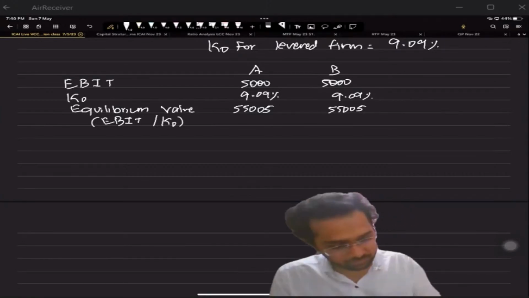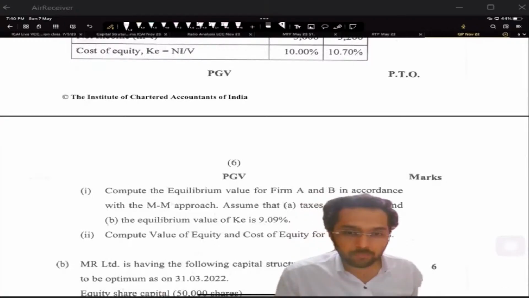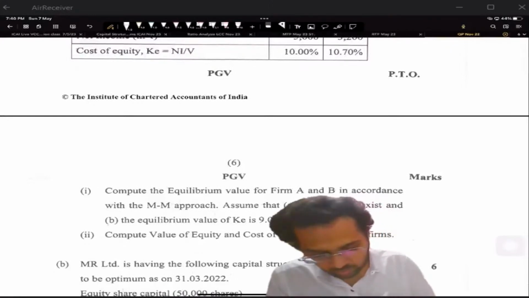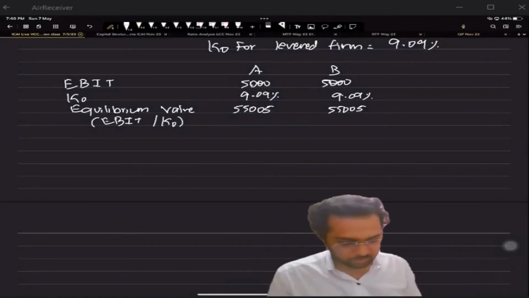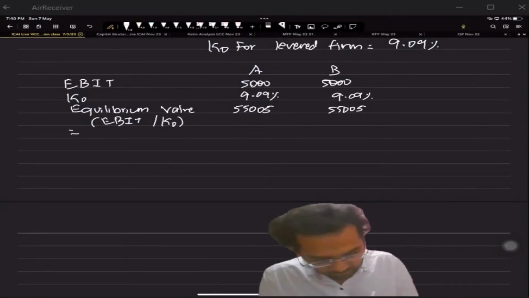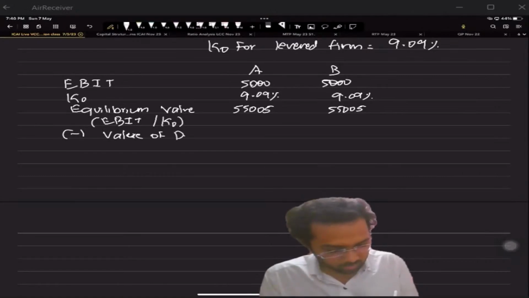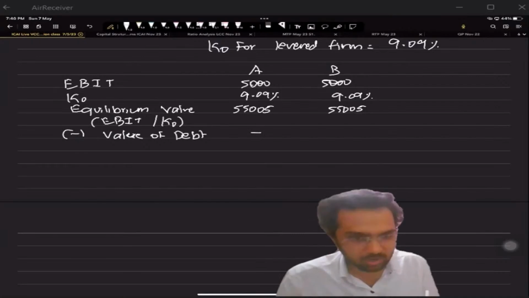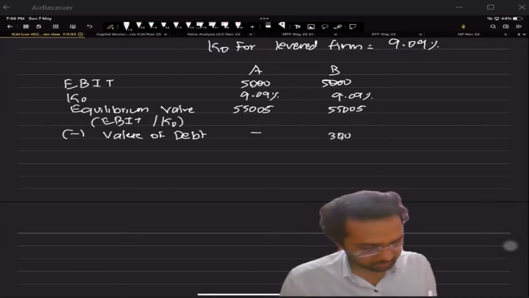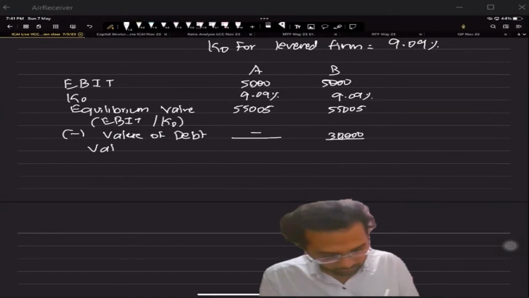Okay, so that's the first part. Then compute the value of equity and cost of equity for both the firms. So we have to get the cost of equity and value of equity. So we get the equilibrium value for both of them. Now from that, we will reduce the value of debt. There exists debt only in the company B, which is 30,000. And then you have the value of equity.